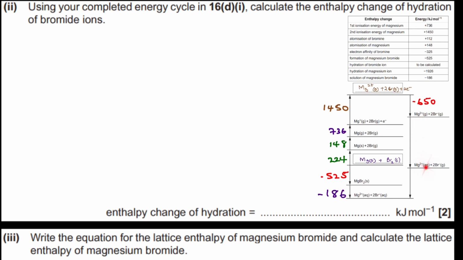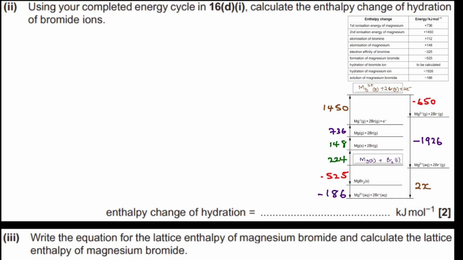So from there to there, I'm changing the magnesium gas into magnesium aqueous. So I'm adding water. So that's the hydration of magnesium, and that will be minus 1926. As you can see, that's the hydration of magnesium ion. And the bottom one here, magnesium is already aqueous, so I'm hydrating 2 moles of bromide gas into bromide aqueous. So we can call that X. So let's just call that 2X. We need to find X because we need to find the enthalpy change of hydration of bromide ion. So we need to find the 2X.